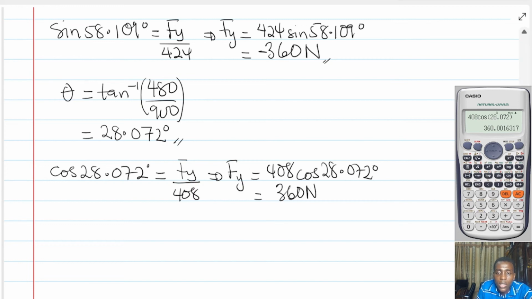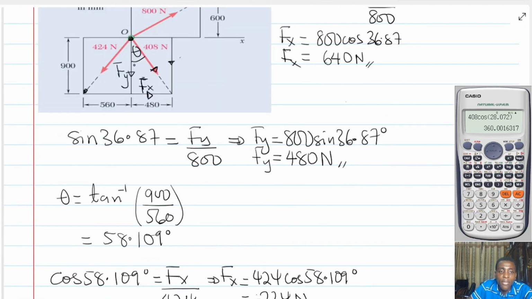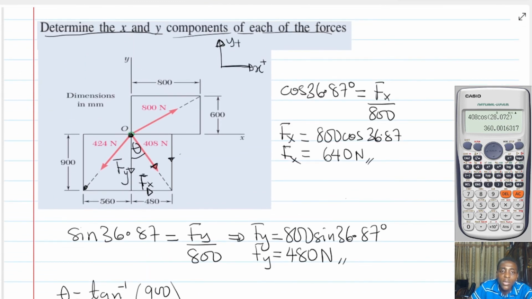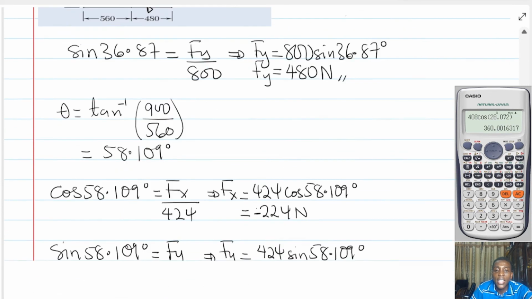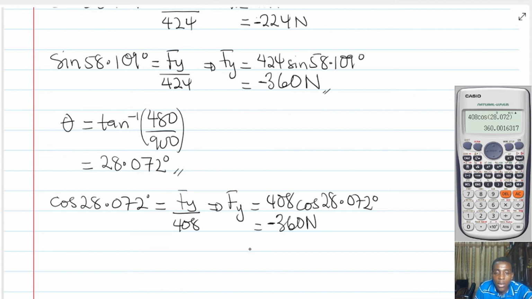So 360 newtons. But let's look at something interesting here. You see that the force is coming downwards, right? But what did we say? We said that every force moving in the y direction, this side, is positive. This time around, this is coming down, and so it must be negated. And so I must negate this. From here, what can I say? So I have my fx, I have my fy.